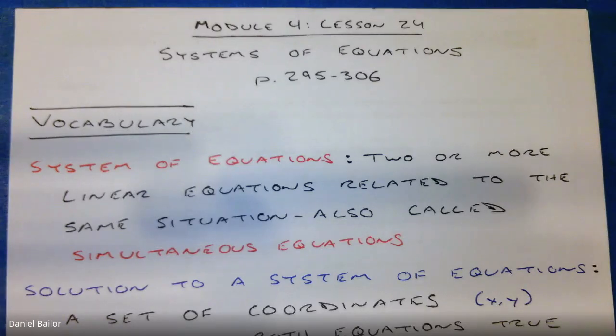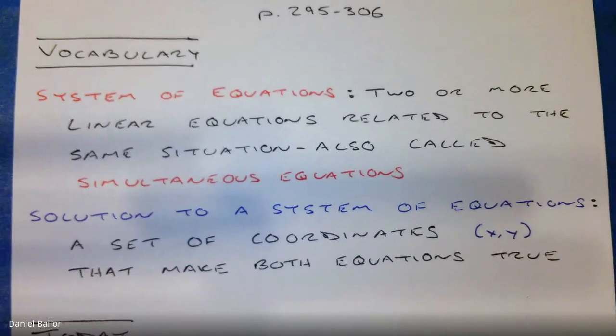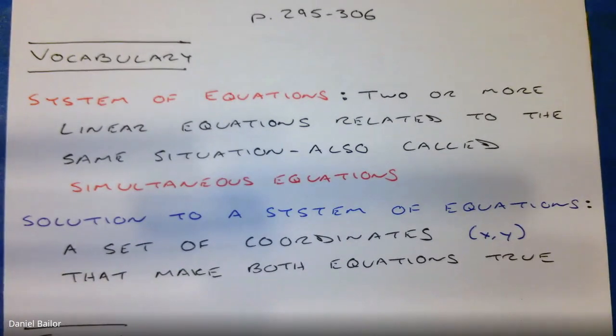But let's get to the lesson today. We're going to start, like we always do, with vocabulary. And today we have two vocabulary terms: system of equations and solution to a system of equations. Now, a system of equations really just means two or more equations. Two or more, in this case, linear equations that are connected to the same situation. So these are two different equations that talk about the same thing that's happening. There are two different equations, but it's the same situation.